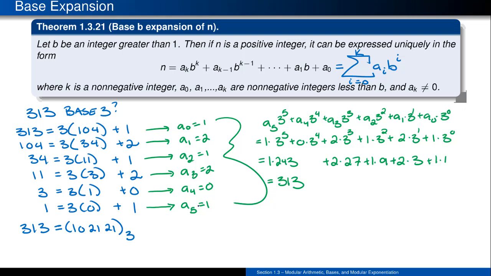I take the 11 and divide it by 3. That quotient is a 3, the remainder is a 2. Take the 3 divided by 3, that's going to generate a quotient of 1 and a remainder of 0. And then finally that quotient 1, 3 does not go into that anymore, but it does in fact leave a remainder of 1.